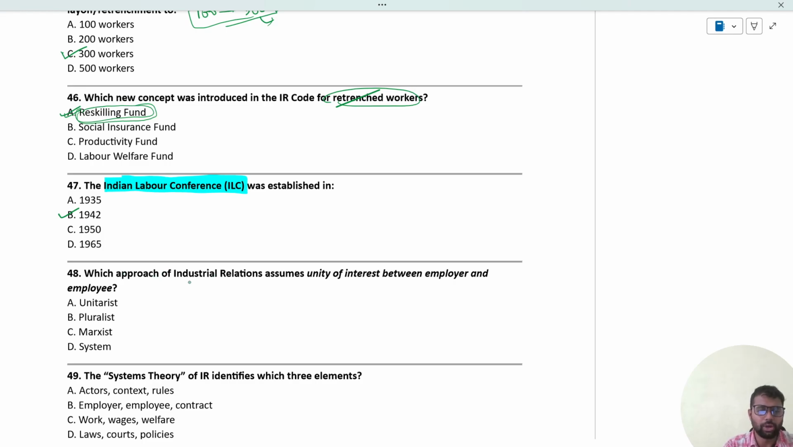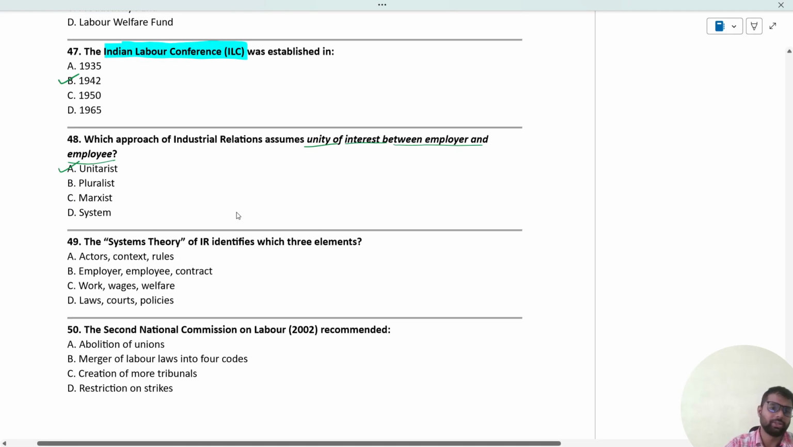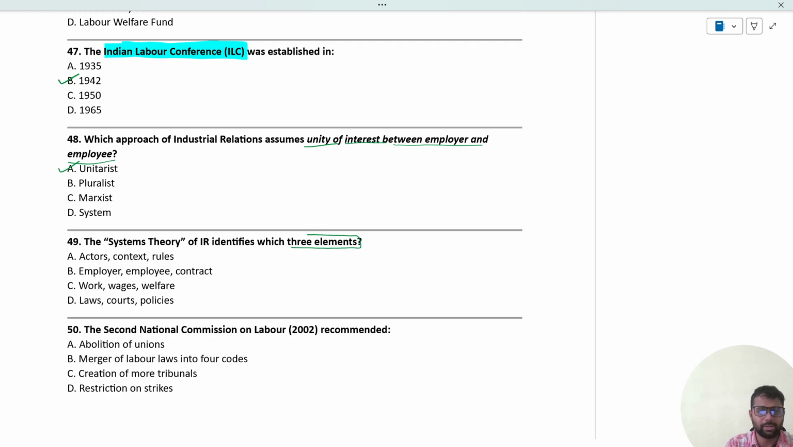Which approach of industrial relations assumes unity of interest between employer and employee? That is the unitarist approach. Then the system theory, we have seen this previously also. The system theory of industrial relations defines which three elements? The system theory was given by whom? It was given by Dunlop. So it defines three elements, and those three elements are: actors, then there is a context, and then there is a role. So option A is the correct answer.